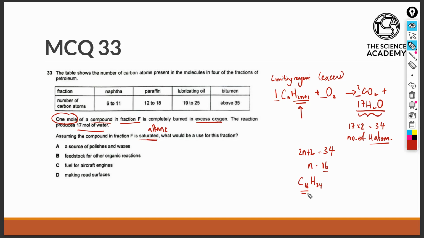Having 16 carbon atoms, the compound will fall under the paraffin fraction, and a use of the paraffin fraction will be as fuel for aircraft engines. A source of polishes and waxes will be the use for lubricating oil. Feedstock for other organic reactions will be the use of the naphtha fraction, and lastly, bitumen will be used as the fraction to make road surfaces.